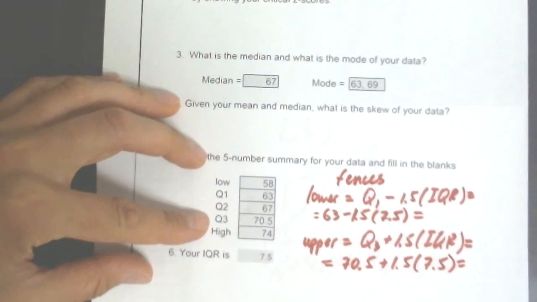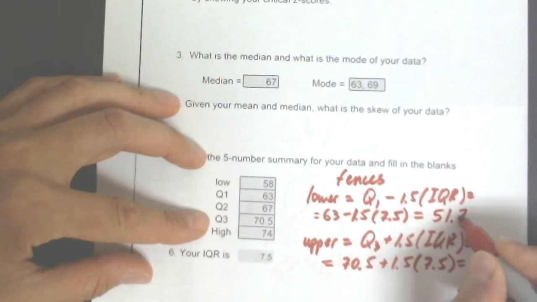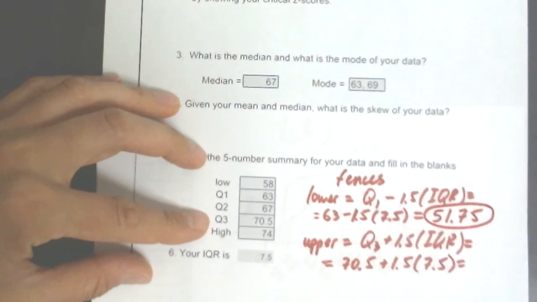So using my calculator here, 63 minus 1.5 of 7.5, that's 51.75. It's my lower. And 70.5 plus 1.5 of 7.5, that's 81.75.